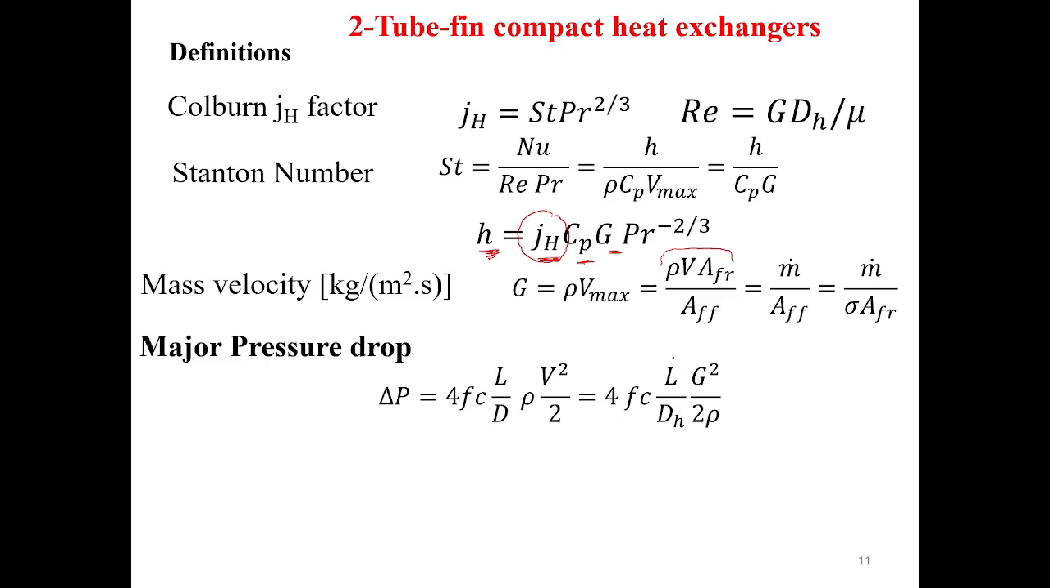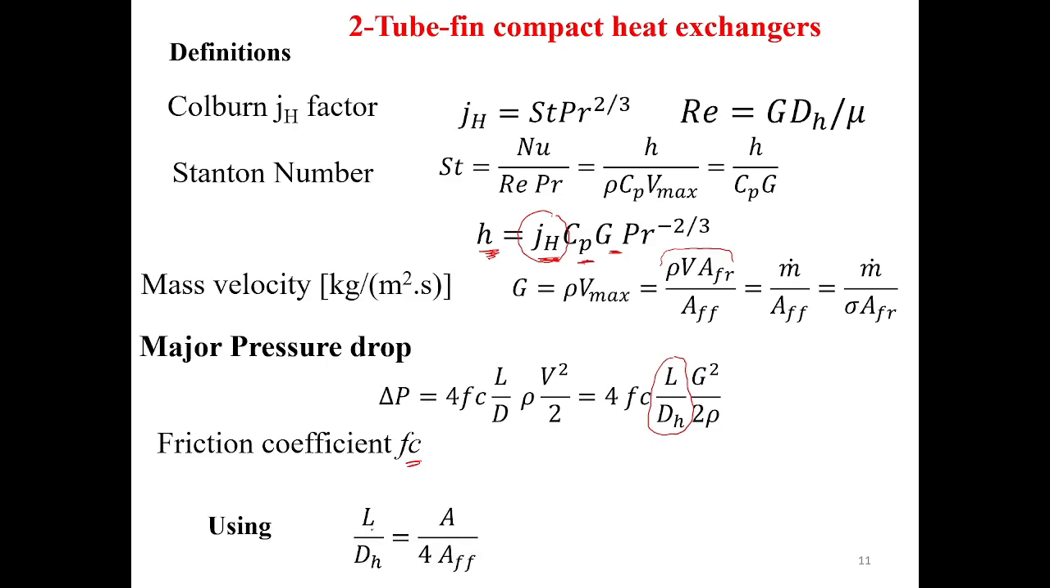Of course, we are going to take L over DH here and substitute, as we said in the last slide. Fc is going to be used as the friction coefficient, and L over DH, which we found in the previous slide, is equal to the heat transfer area divided by 4 multiplied by the minimum free flow area. So you can take L over DH from this equation for the pressure drop and write that delta P is going to be the friction coefficient, times the heat transfer area divided by the free flow area, times G squared divided by 2 rho.